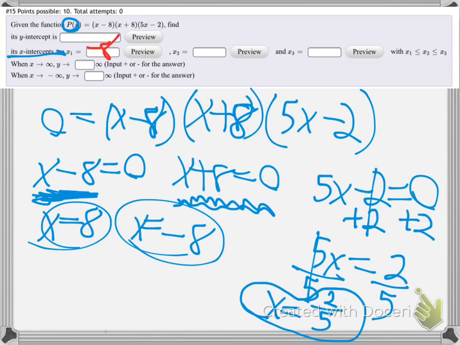Let's work on the old penmanship there. Negative 8, positive 8, and positive 2/5. Oh, but now they're mentioning to make sure that they're in order as they go greater. So let's see here. 2/5 is bigger than the negative, but 8 is bigger than 2/5. So I guess we'll put it in that order.